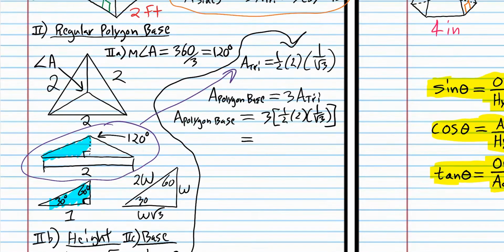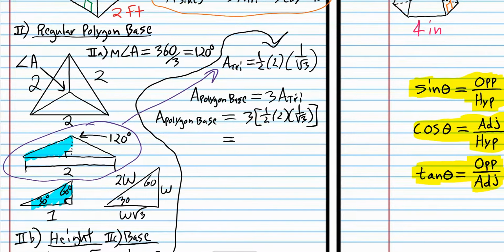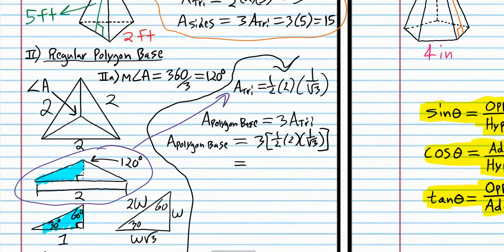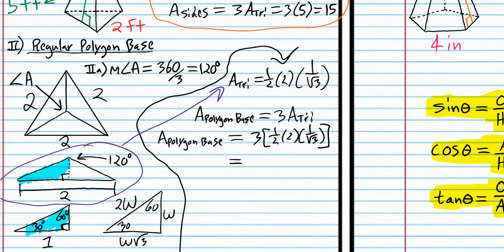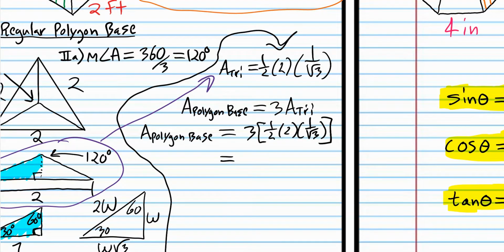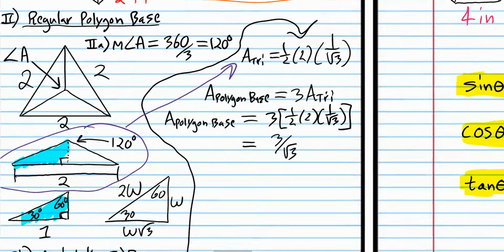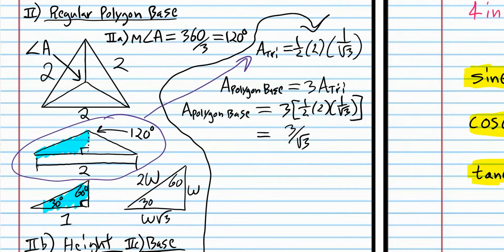At this point, there's a lot of different ways you could do this. You could just enter the number into your calculator, but I'm going to go ahead and combine those. So 2 times 1/2 is just 1, and then you're left with 3 times 1 over root 3, which is just 3 over root 3. So that's something that we did not do in the previous problems.